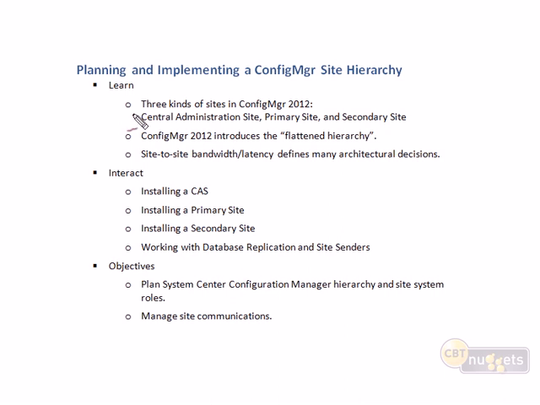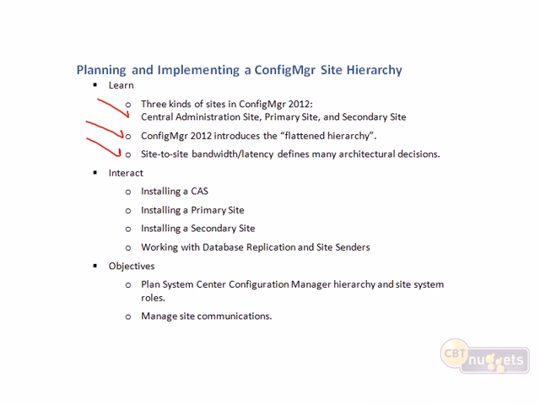So what have we talked about in this nugget? We talked about the three different kinds of sites in Config Manager 2012. We spent some time installing a CAS, a primary, and also a secondary site. I spent a minute or two talking about the flattened hierarchy that we get with Config Manager 2012, and how in the old days we could have a fairly deep hierarchy, but these days our hierarchy is generally CAS to primary server and primary server to secondary server.